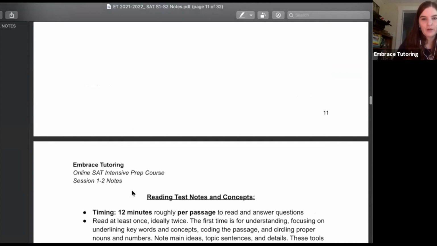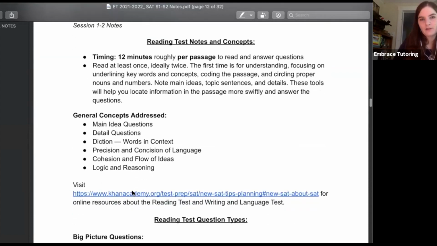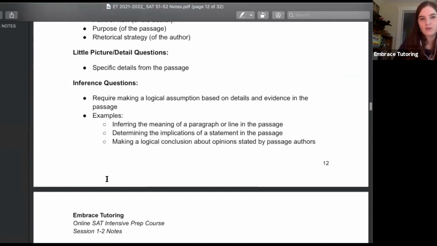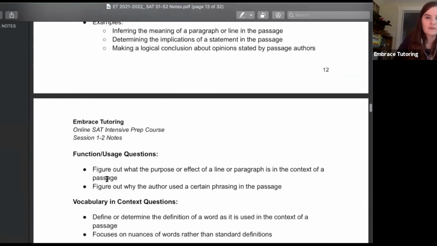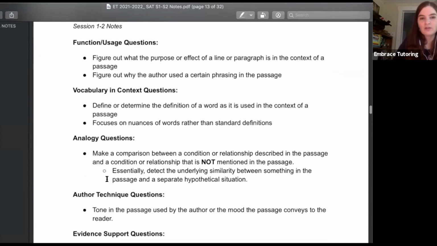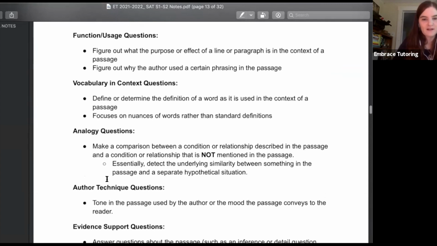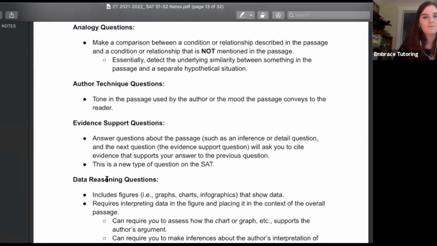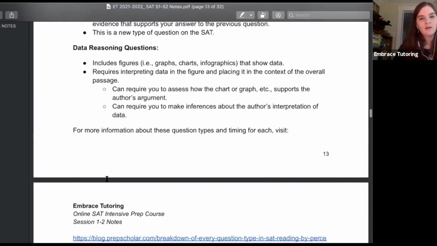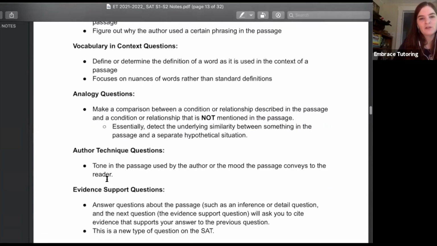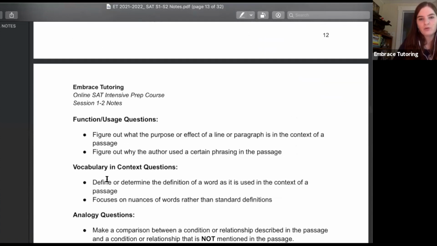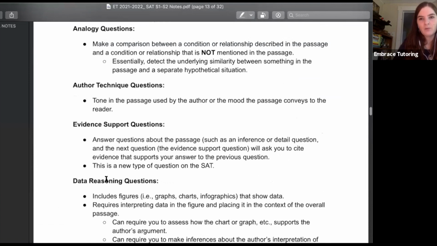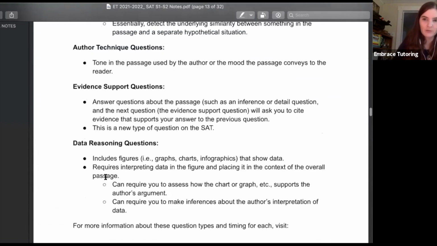We've gone through this, I know, but I just recapped here: 12 minutes per passage reading test, the kinds of general questions, big picture, little picture, detail-oriented questions, inferencing questions, function usage questions, vocabulary and context questions, analogy, author technique, evidence support, data reasoning. Does anyone have any questions on those particular types or the order in which we should approach those sections before I dive into our grammar review here?